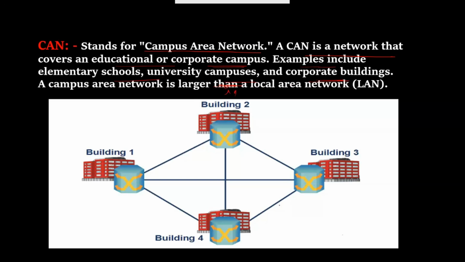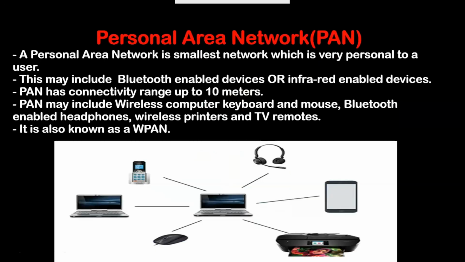Any building of any companies, that is a CAN net. And the second category is PAN. PAN means personal area network. So personal area network means what? A personal area network is the smallest network.